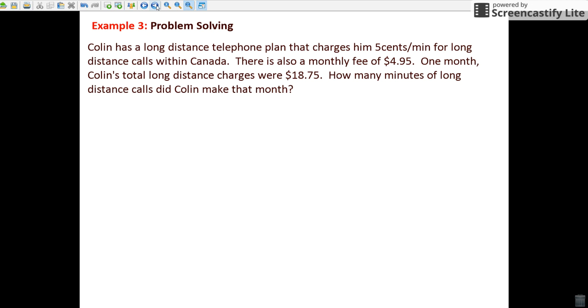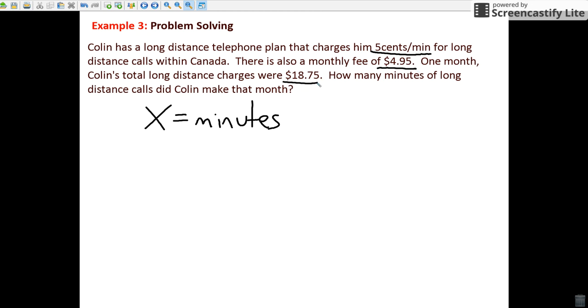Our final question for today is a problem-solving question dealing with a long-distance telephone plan. Again, the key for any problem-solving question is to find the important information. This question wants us to know how many minutes of long-distance calls Colin made each month. So they want us to find the minutes. We will start by labeling our variable and then underlining everything that's important.